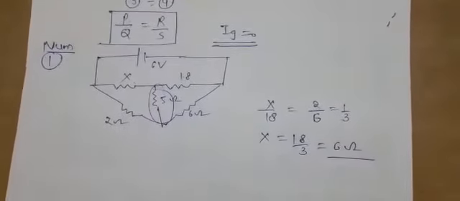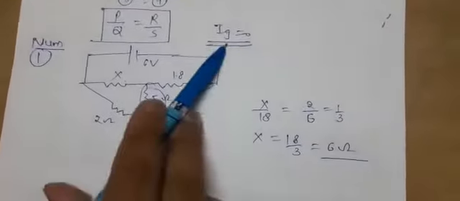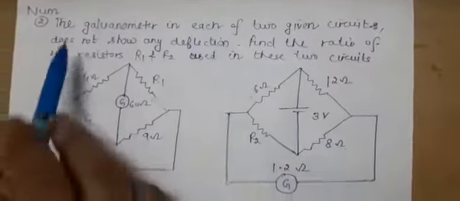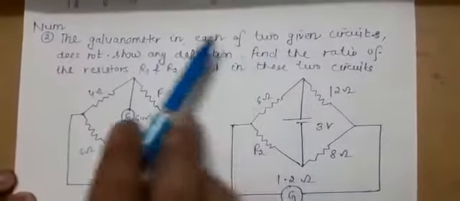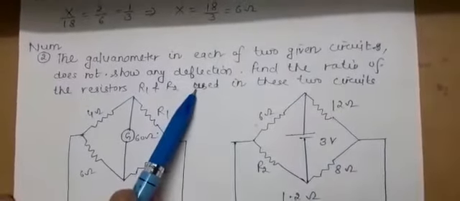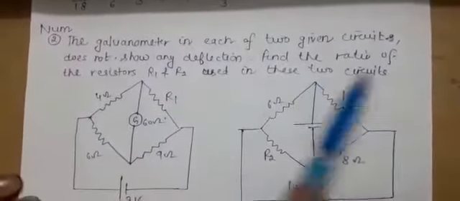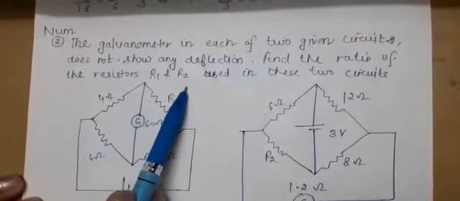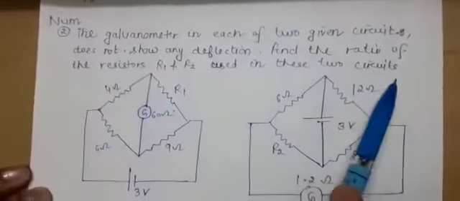So this is quite simple, but one condition is given, so you will use this condition directly in this numerical. Now coming to the next numerical: the galvanometer in each of these given two circuits does not show any deflection. This condition is given here. Find the ratio of resistors R1 and R2 used in these two circuits.